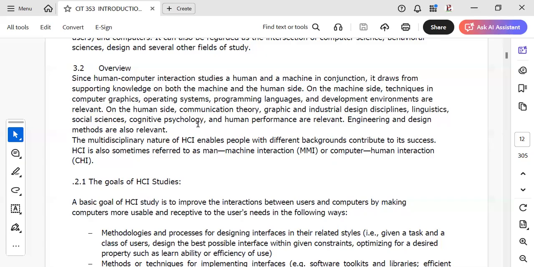Talking about the machine side, we need to talk about the techniques in computer graphics. You know that one of the major things the human relates with on the machine is the interface, the graphics, what they are seeing on the screen. So we need to study computer graphics on the part of the machine. We need to study operating systems: iOS, Android, Linux, Microsoft.